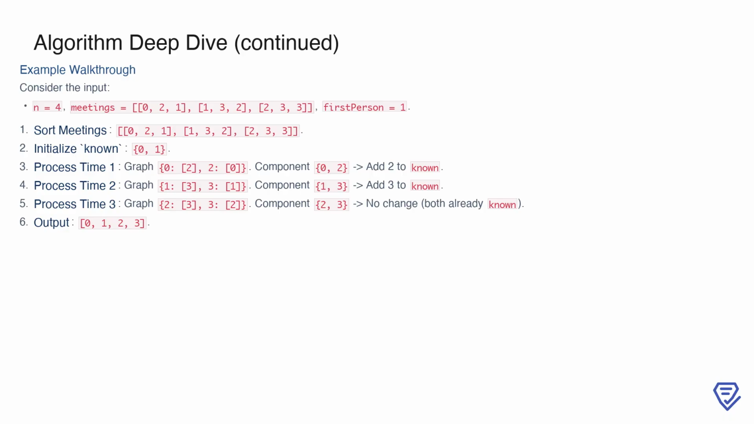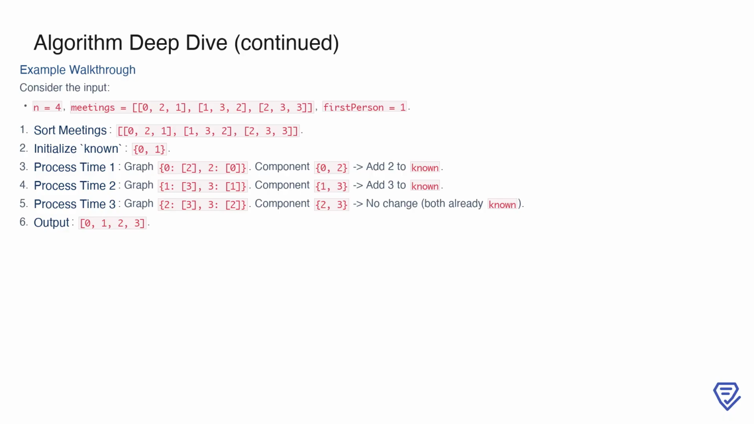At time 1, we build the graph 0-2, 2-0. The connected component {0, 2} contains person 0, who knows the secret, so we add 2 to known. At time 2, the graph is 1-3, 3-1. Here, the component {1, 3} includes person 1, so we add 3 to known.